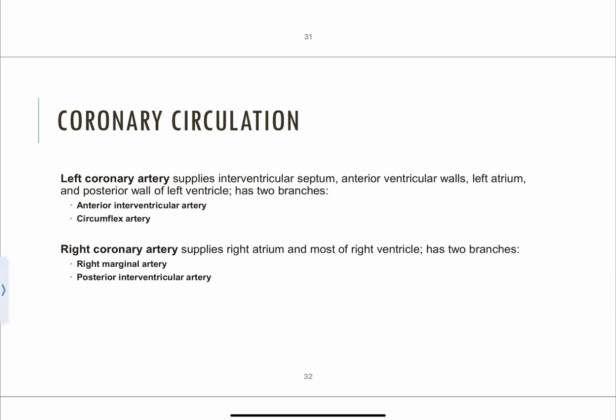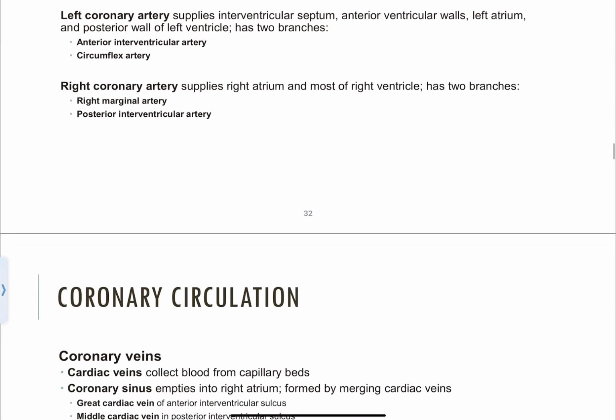Our right coronary artery is going to supply mainly our right atrium and most of the right ventricle. It also has two branches, and one of them is the right marginal artery, and the second one's the posterior interventricular artery.